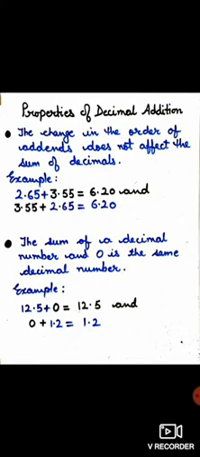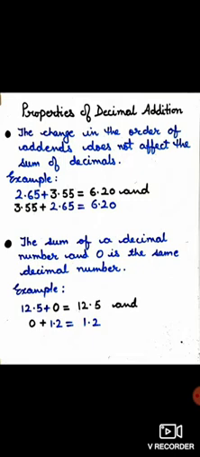The first is, the change in the order of addends does not affect the sum of decimals. For example, if we add 2.65 and 3.55, the answer we get is 6.20. And when we change their order, first of all we will write 3.55, then we write 2.65 and add them, then the answer will be 6.20 only. Answer will not change.